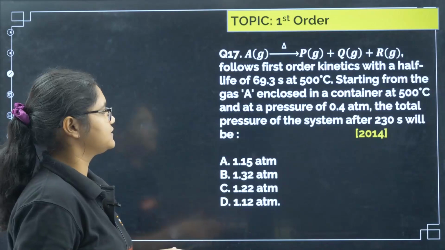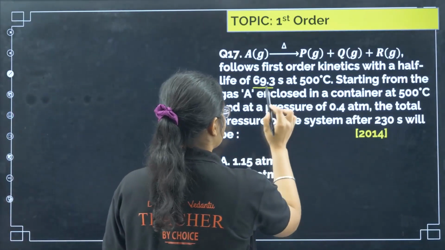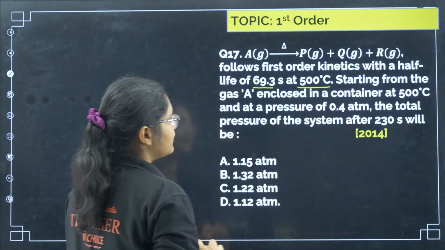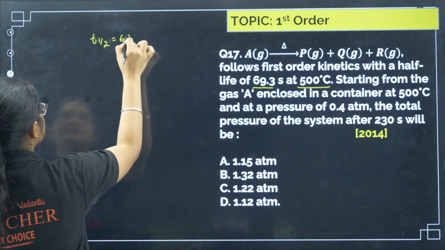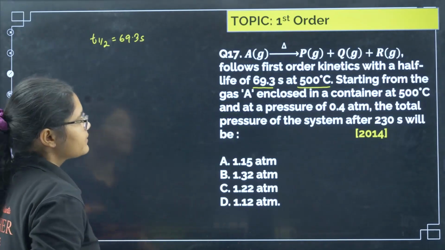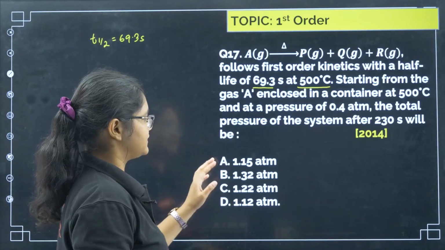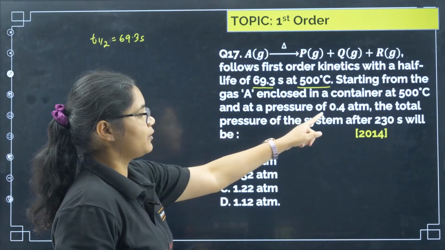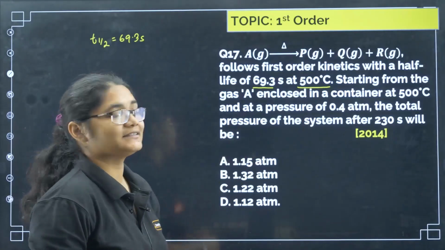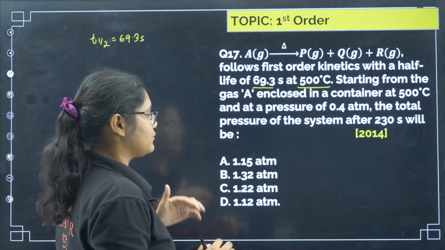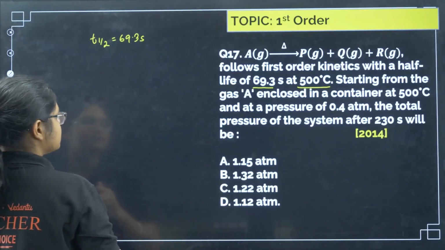Next, I have a question. A gives me P plus Q plus R, follows first order kinetics with a half-life of 69.3 seconds at 500 degrees Celsius. So what is my T half? T half is 69.3 seconds. Starting from gas A enclosed in a container at 500 degrees Celsius and at a pressure of 0.4 atm, the total pressure of the system after 230 seconds will be. So we have to calculate what the total pressure will be after 230 seconds.